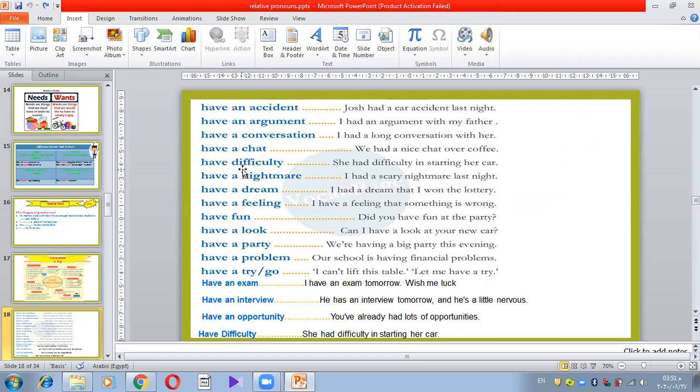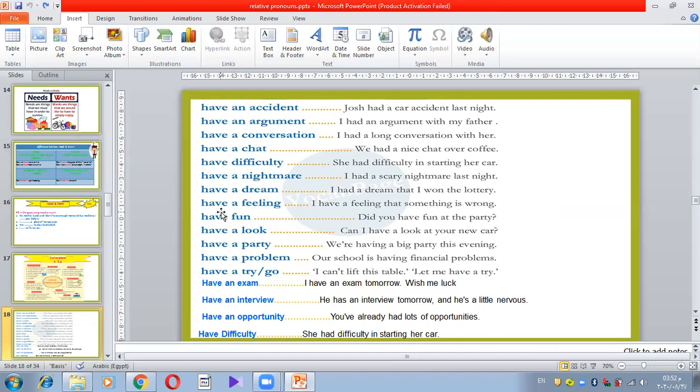Have difficulty, bad time, or troubles or problems in your life. She had difficulty in starting her car, or something that is difficult in general. Have a nightmare. What is meant by a nightmare? It means a dream, but a bad one, not a good one. So I had a scary nightmare last night. Have a dream, the good one. I had a dream that I won the lottery, for example.